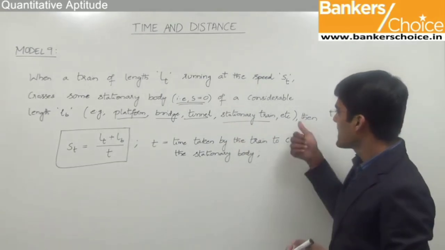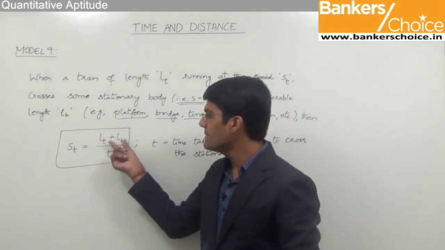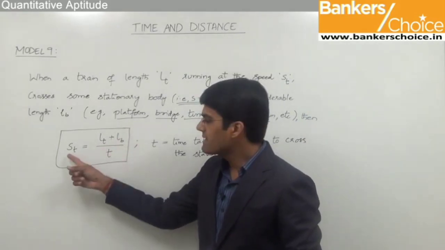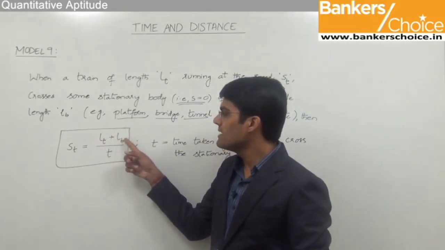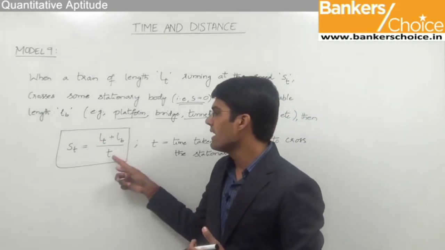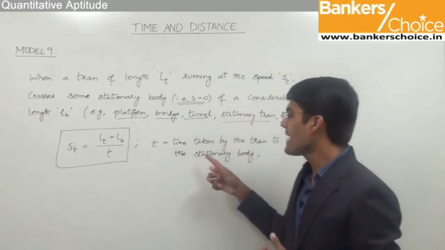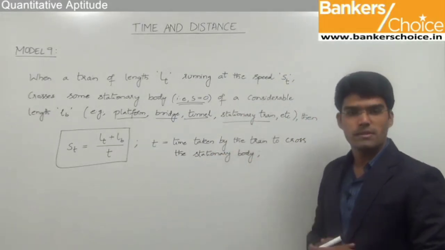So in such cases, the equation to be used will be St equals (Lt plus Lb) by T, where St is the speed of the train, Lt is the length of the train, plus Lb is the length of the body, that is a platform or bridge or tunnel, etc., and T is the time. And this time is nothing but time taken by the train to cross the stationary body.